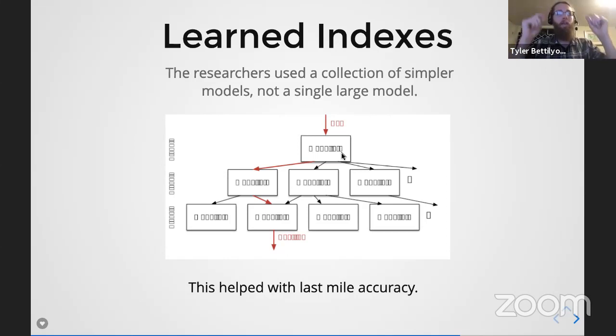this item? And they experimented with a different number of layers of ML models, and they found the most success with just a 2-layer system. At least that's what they report finding the most success with. So one ML model that says, I'm going to pick a separate ML model to go the last mile and predict the actual location in memory.